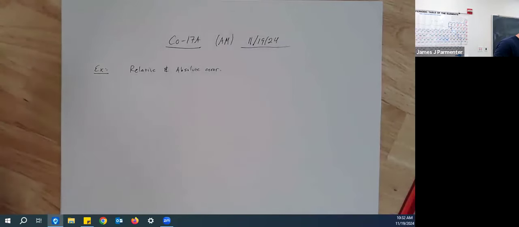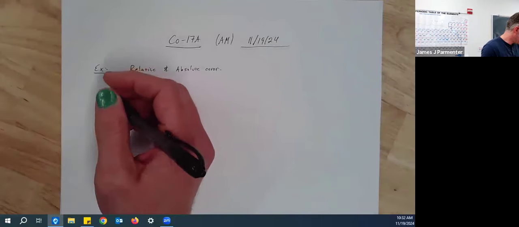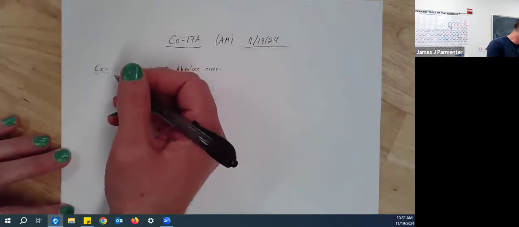Some common examples of relative and absolute error are measuring the volume of a sphere. That's kind of a typical example. Let's talk about how that works because I imagine it's going to come up frequently or semi-frequently. So let's say we have the following situation.